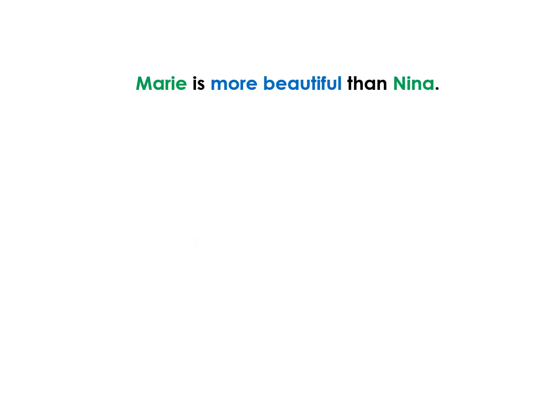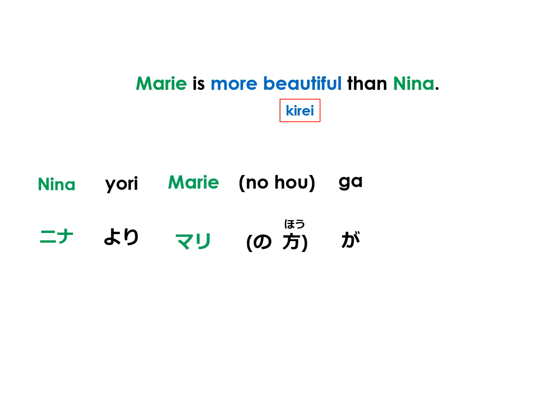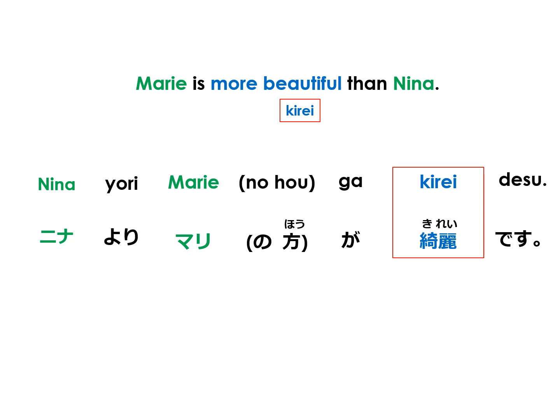The sentence, Marie is more beautiful than Nina. Beautiful is kirei. So the sentence becomes, Nina yori Marie no ho ga kirei desu. Or Nina yori Marie ga kirei desu.